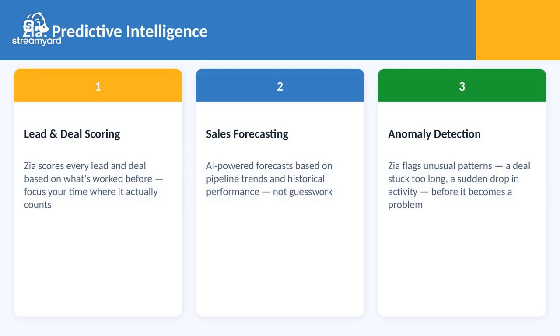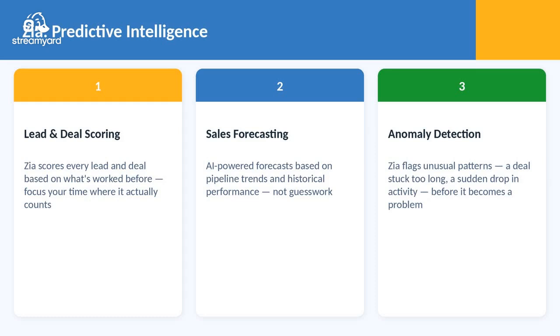So, predictive intelligence. What the built-in Zia agent can do, and basically why Zia is important, is it helps you do predictive intelligence. Pretty much AI models are predictive intelligence models. They help you predict based on certain data models. So leads and deal scoring, Zia helps you score every lead and deal based on what worked before and what will work for you in the future.